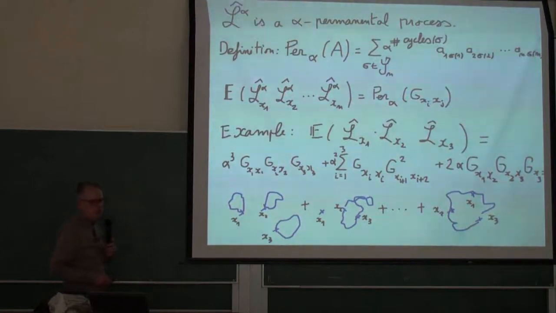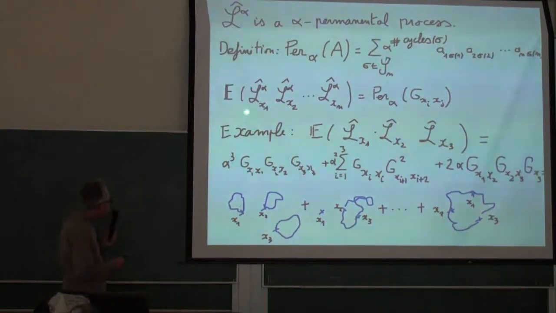Another noticeable feature of this process L alpha hat is that it is an alpha permanental process. So what are alpha permanental processes? Well, it's a generalization which in a sense connects determinantal processes with Gaussian processes, or squares of Gaussian processes. So the alpha permanent of the matrix A is the same formula as for the permanent, namely the sum on all permutations of A1 sigma 1, A2 sigma 2, up to An sigma n, but you put a weight which is alpha to the power the number of cycles of the permutation.